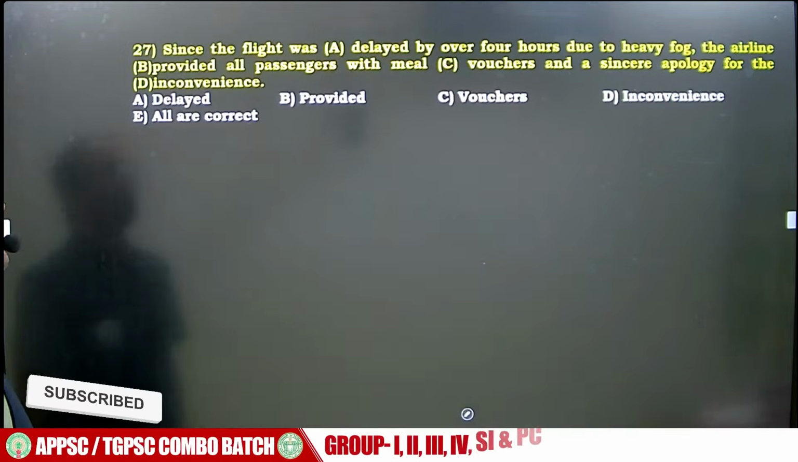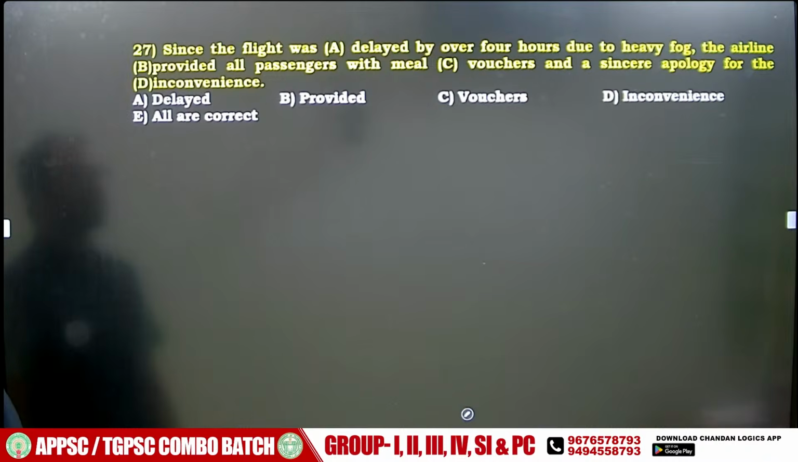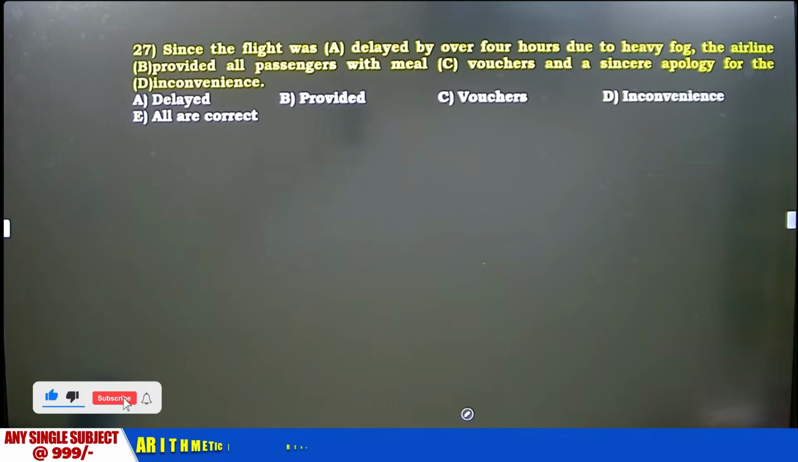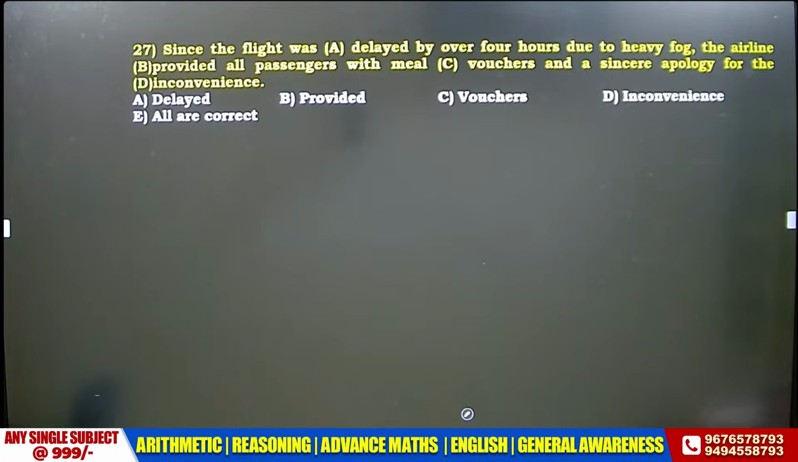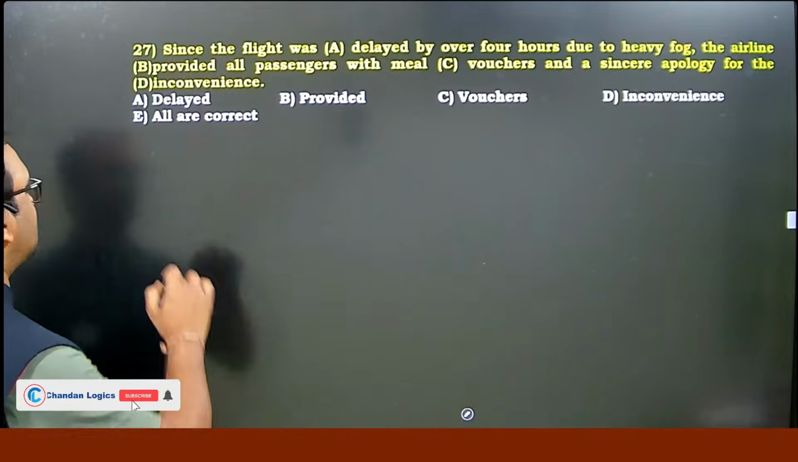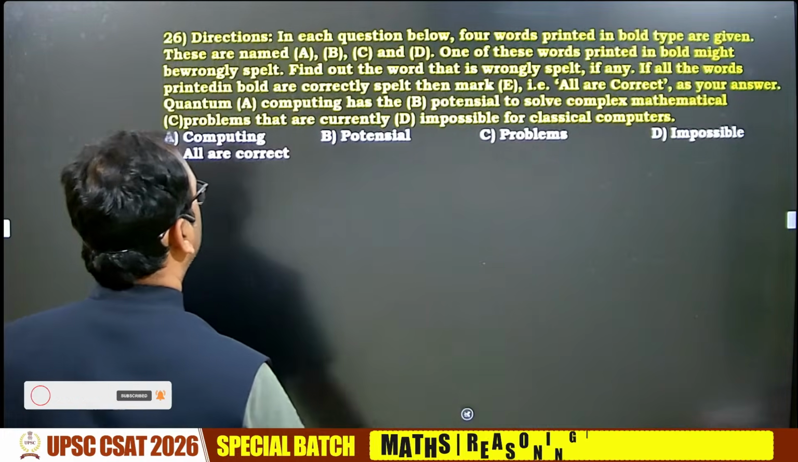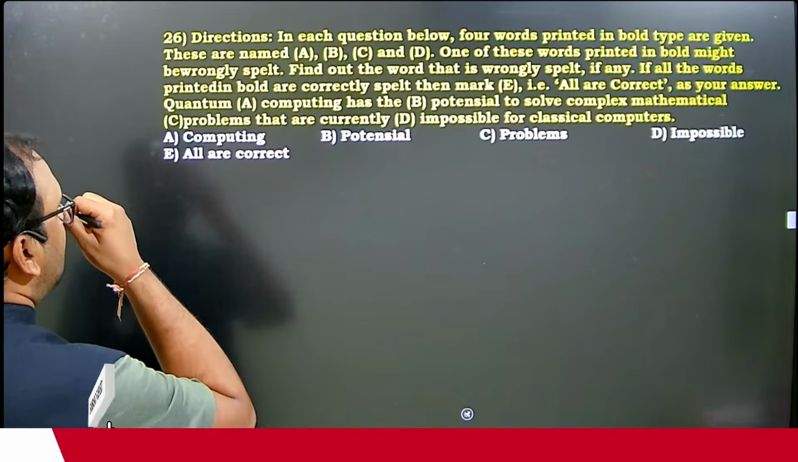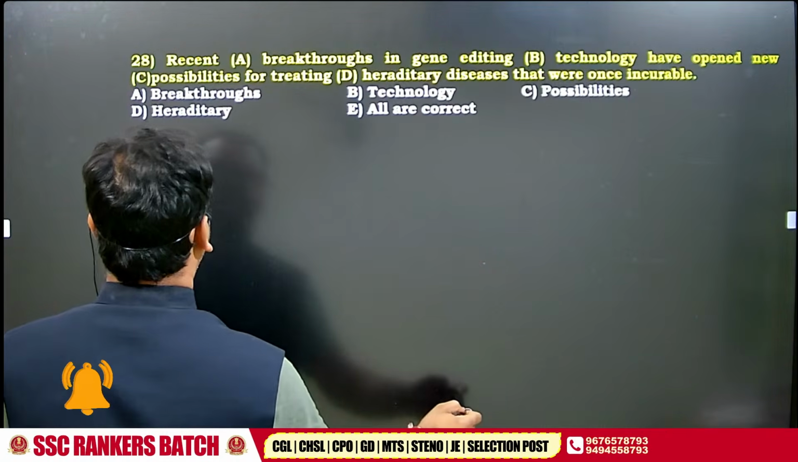Again, spelling problem. Delayed is correct. Provided is correct. Vouchers is correct. Inconvenience is correct. So can we go for the option all are correct? Yes, we can confidently go to the option all are correct because in the instruction only spelling was tested. He did not say inappropriate word. He only said incorrectly spelled. Happy. So no spelling problem, all are correct.